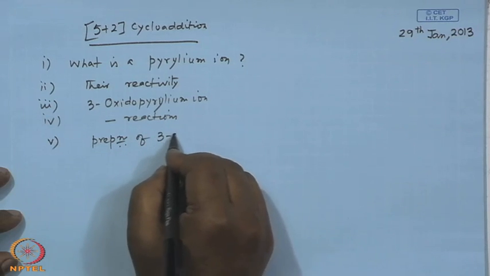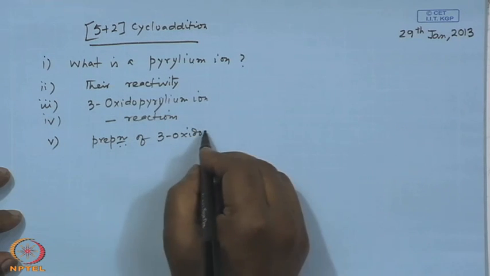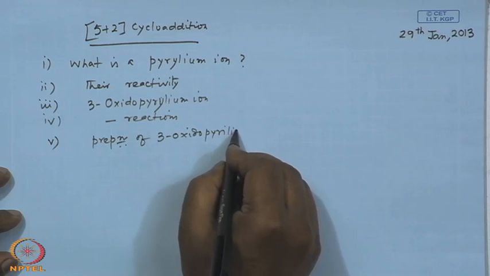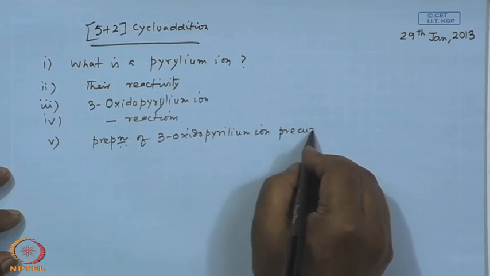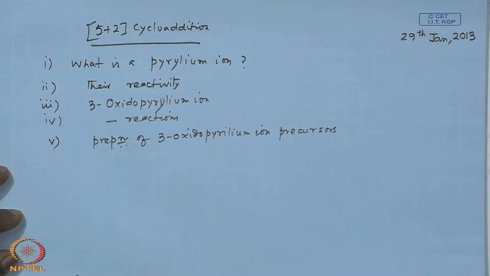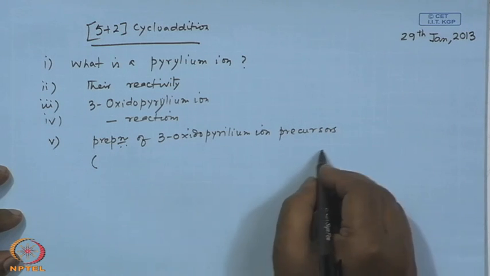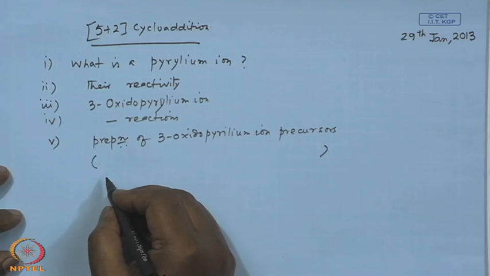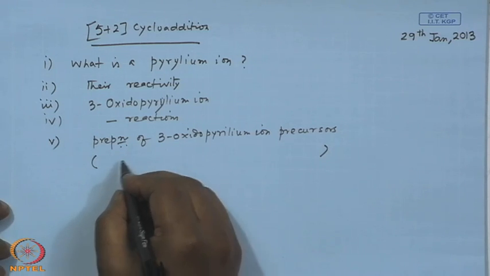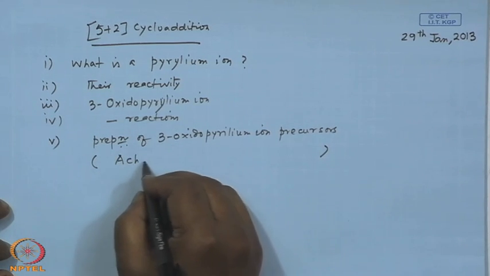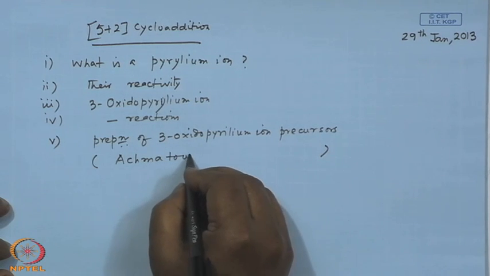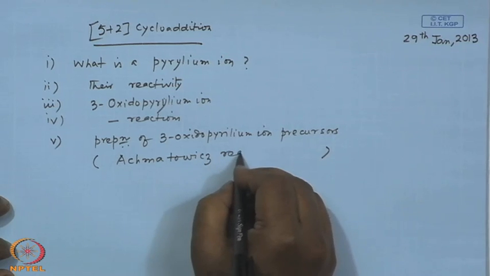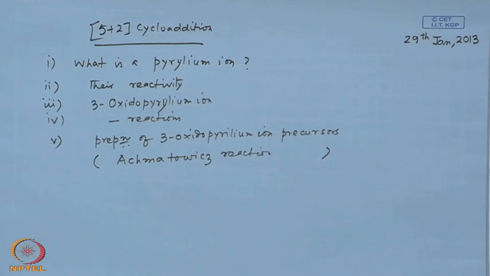of 3-oxidopyrylium ion precursors, which are produced from a very well known reaction. Many of you probably do not know, this is known as the Achmatowicz reaction. It is a very useful and very simple reaction, so one can do it in undergraduate labs.